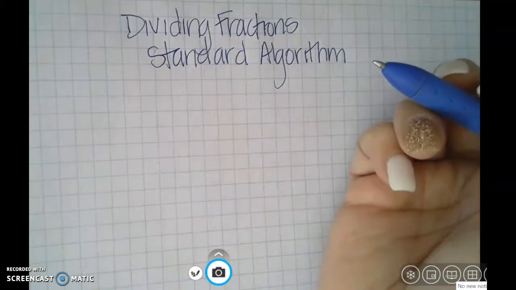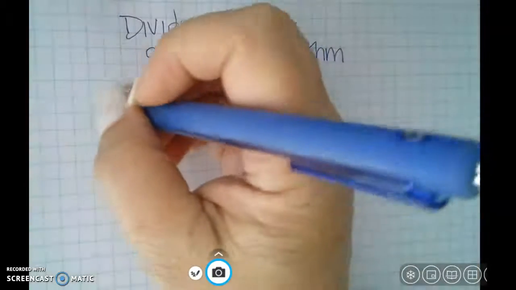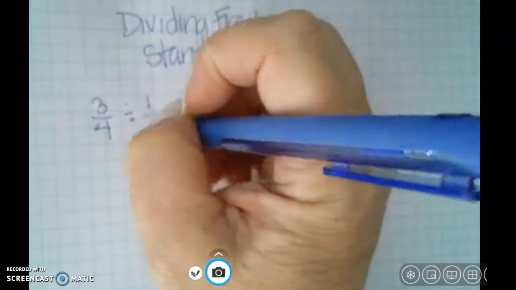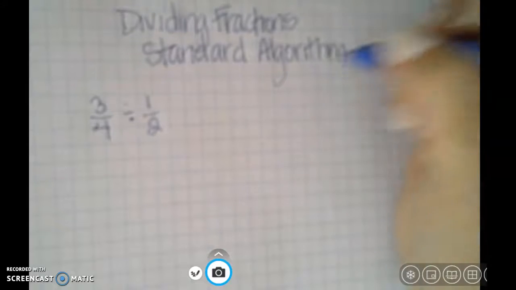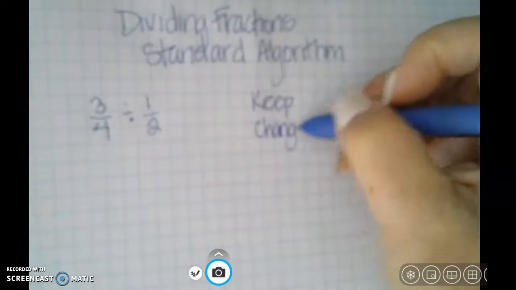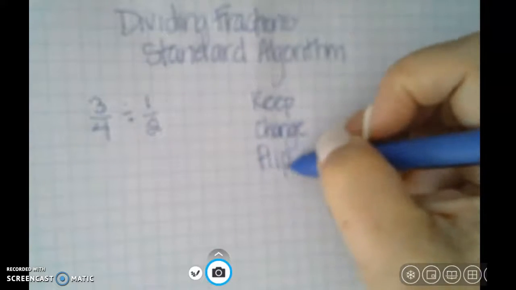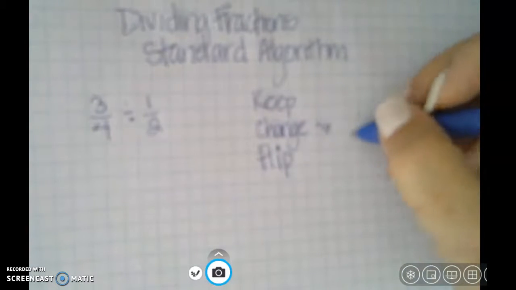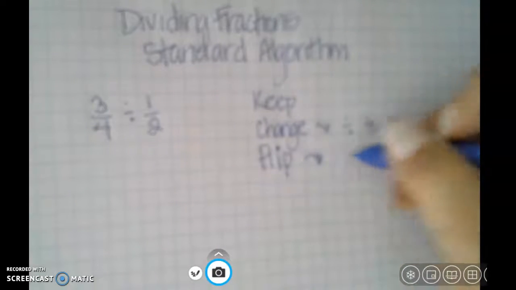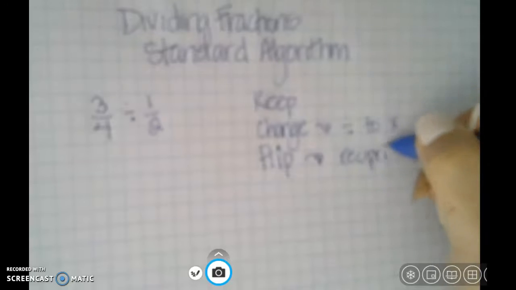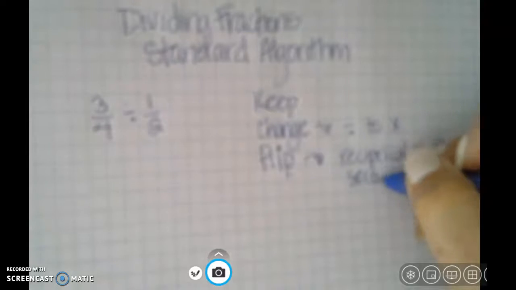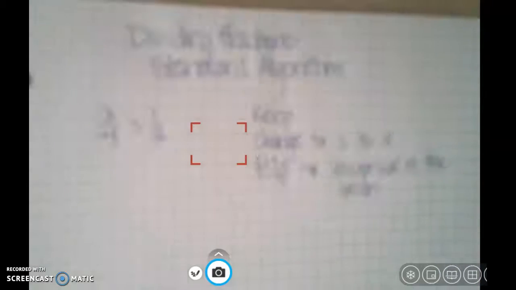Okay, I wanted to show you really quick the standard algorithm for dividing a fraction by a fraction. So I have 3/4 divided by 1/2. And what you need to remember is keep, change, and flip. The change is you change the division sign to multiplication, and the flip is the reciprocal of the second fraction. Oops, I'm sorry that it's fuzzy.